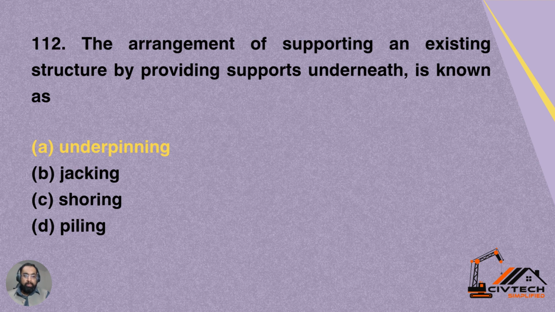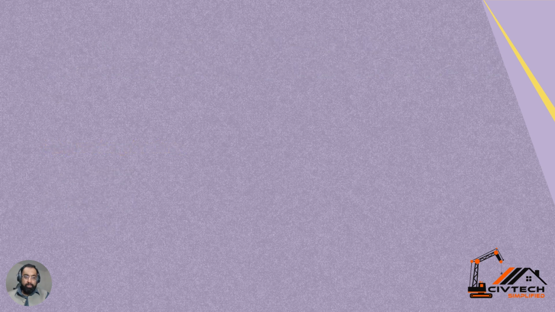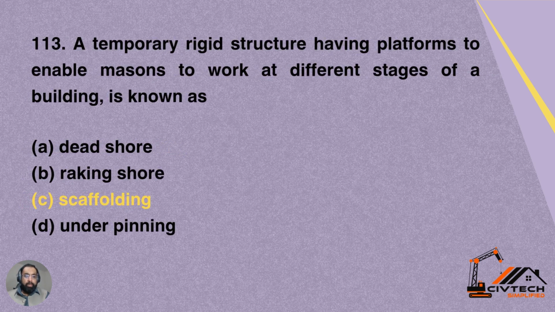112. The arrangement of supporting an existing structure by providing the supports underneath is known as option A, underpinning, option B, jacking, option C, shoring, option D, piling. So the structure is existing and we have to give support to the existing structure for any reason. Option A is correct, which is underpinning. Option A is correct for this question.